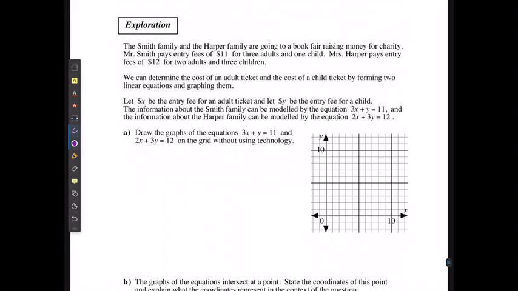The Smith family and the Harper family are going to a book fair raising money for charity. Mr. Smith pays entry fees of $11 for 3 adults and 1 child. Miss Harper pays $12 for 2 adults and 3 children. We can determine the cost of an adult ticket and the cost of a child ticket by forming two linear equations based on the information we have.